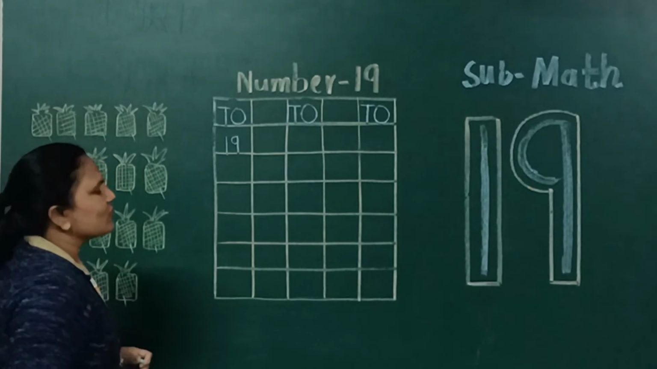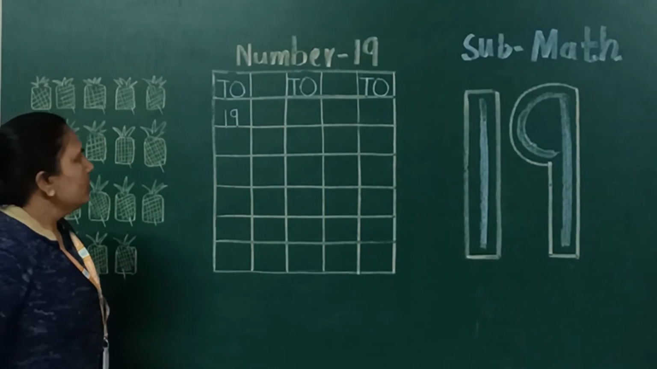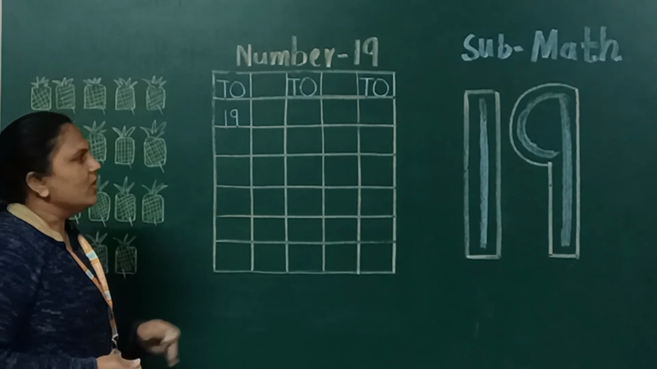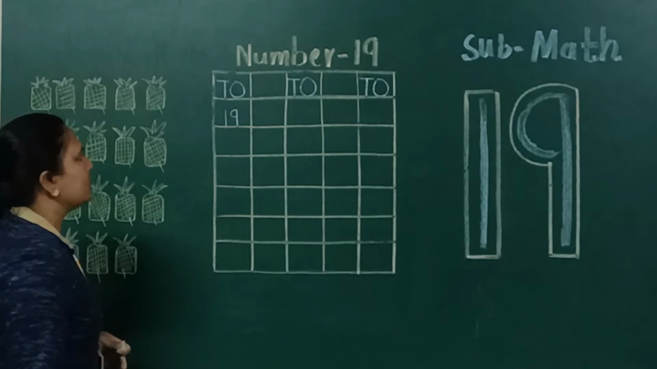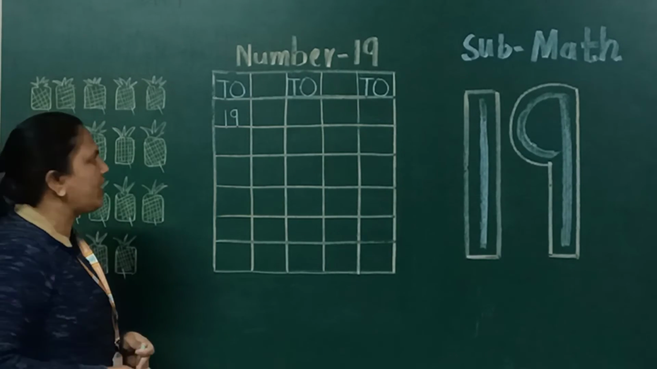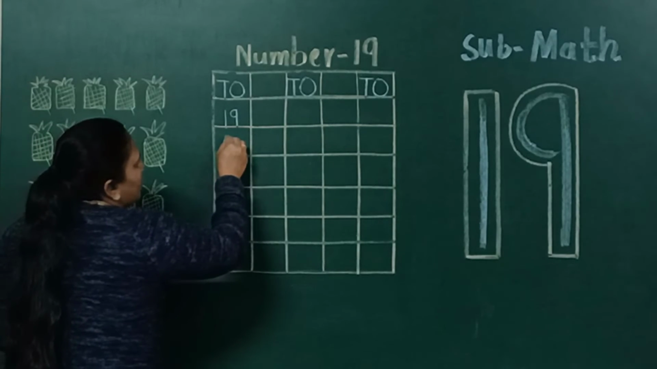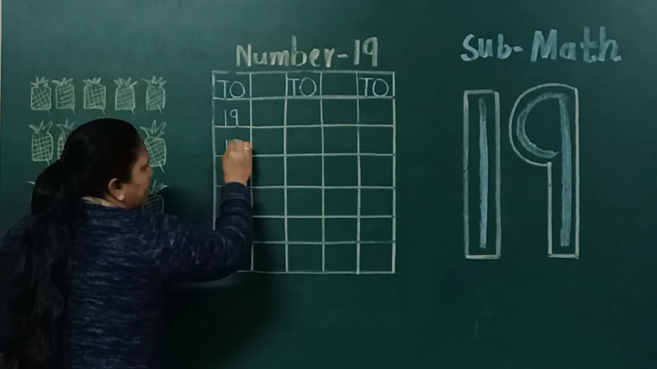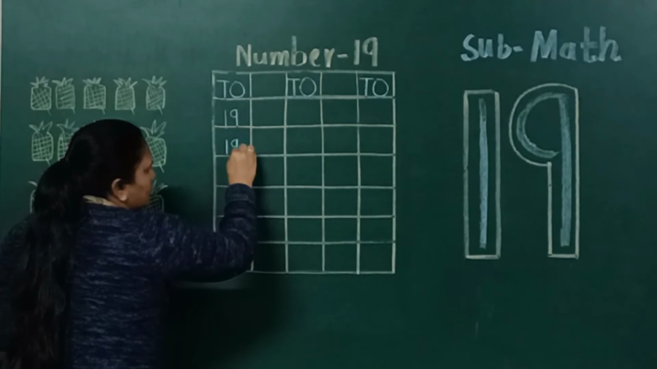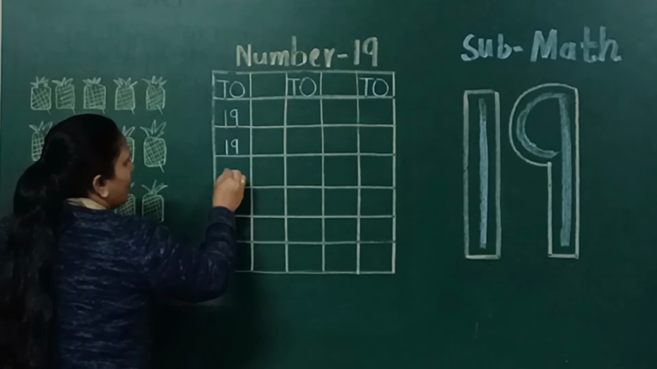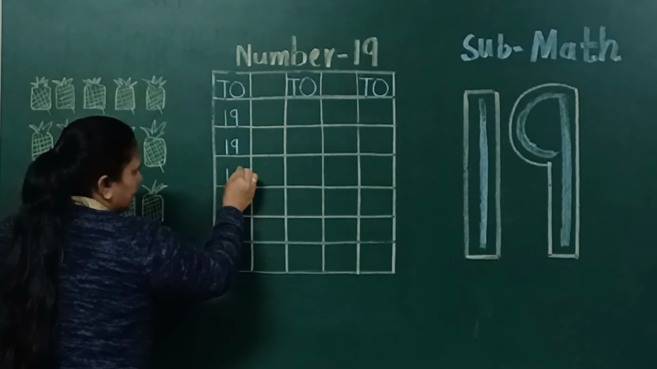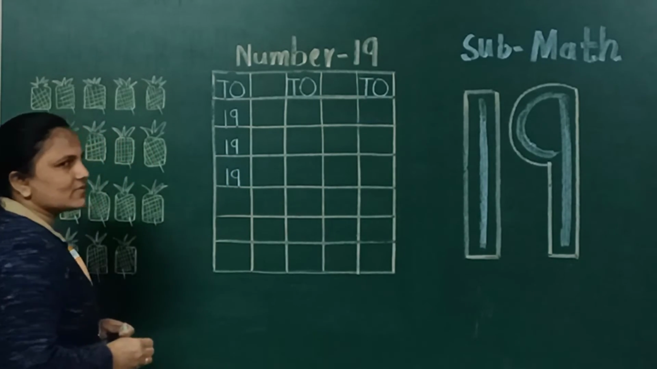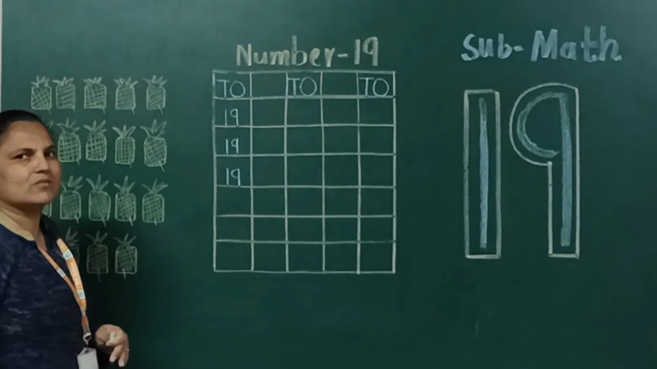Okay, which number is this? 1, 9, 19. Students, speak and write, okay? Because this is a math subject. So it's compulsory in math subject. Without speaking, don't write, okay? So first, we will write 19. Like this. Which number is this?